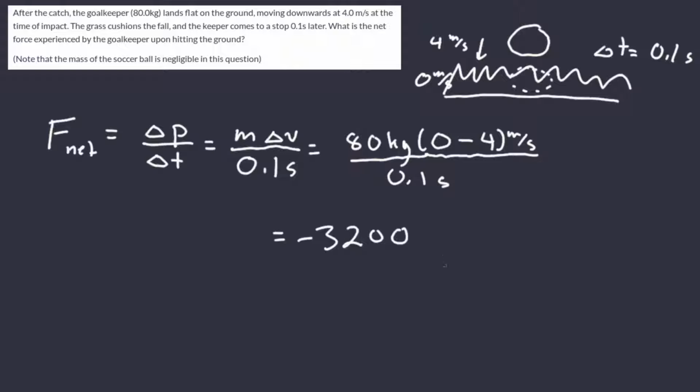3,200 newtons. And we know that we can use newtons here because we kept all of our units, kilograms, meters, seconds, using our standard SI units. Okay, so the average force experienced is 3,200 newtons.